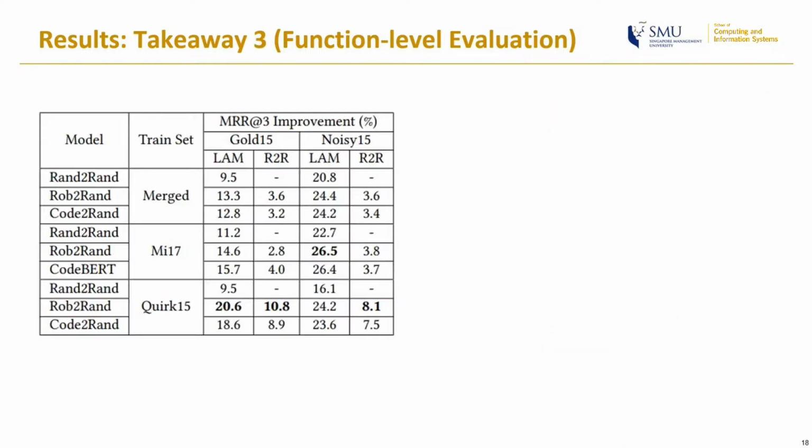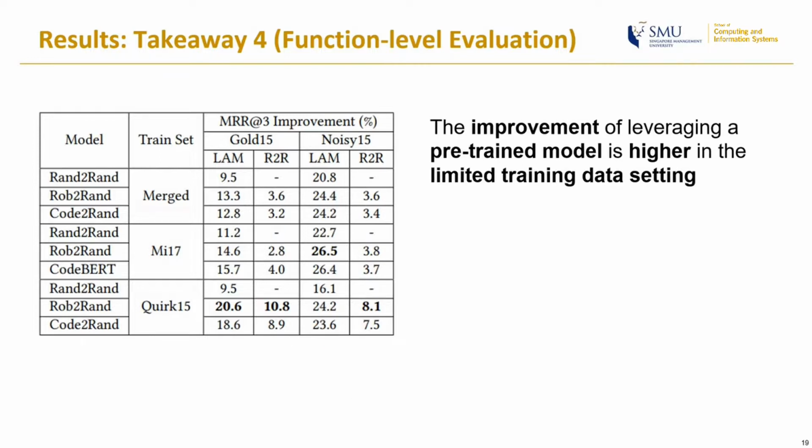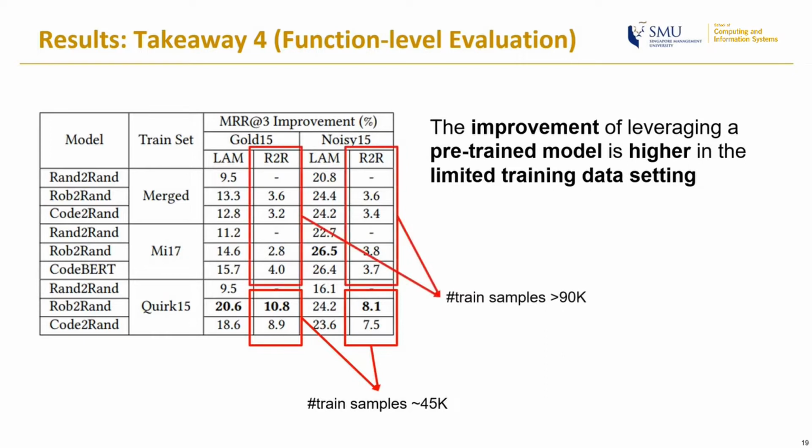This table shows the relative improvement of RoBERTa-to-RAN and CodeBERT-to-RAN against LAMP and RAN-to-RAN. We can observe that the improvement of RecipeGen against LAMP is significant in the Noisy 15 test set. In other words, RecipeGen is more robust against unclear descriptions than LAMP. From this table, we can also observe that the improvement of leveraging a pre-trained model is significant in the limited data setting. We can observe that the improvement is big when the model is trained using Gold 15 data. On the contrary, the improvement is small when the model is trained on the bigger dataset.